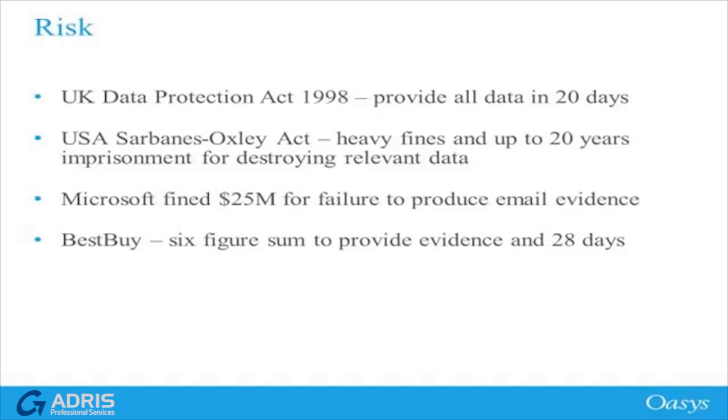Microsoft themselves were ordered to pay $25 million because they failed to be able to produce email during an e-discovery process. And Best Buy, they pleaded with the court that it was going to cost them a six-figure sum to try and find the emails that the judge was asking for. He wasn't having anything of it and gave them 28 days to do that. So this ability to find information very quickly could save the business and could save you a lot of time.